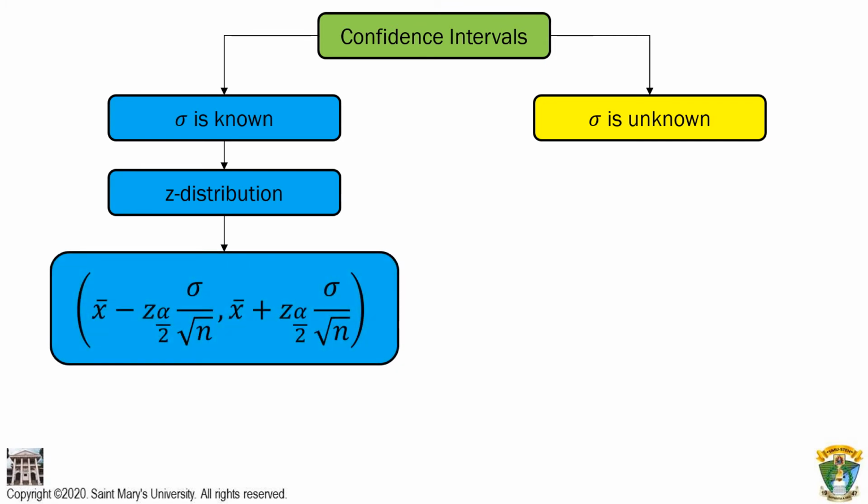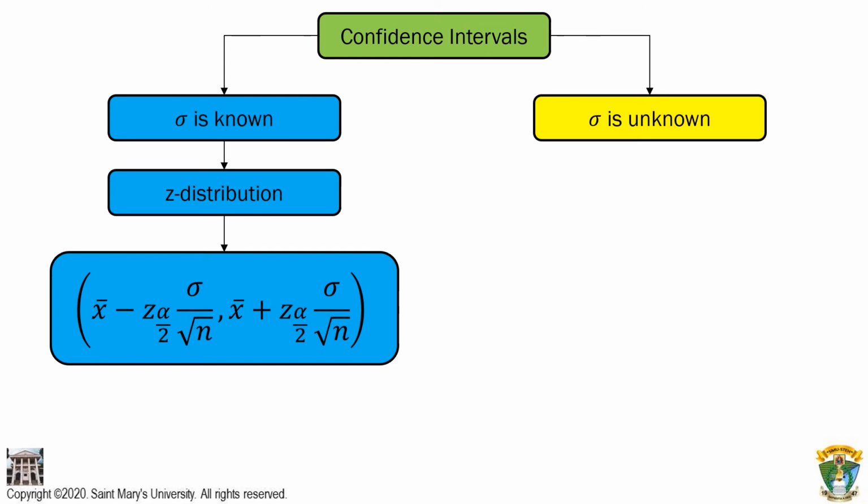We have the sample mean minus our critical value, which is Z sub alpha over 2, times the population SD divided by the square root of the sample size. That's the lower limit of the confidence interval. And the upper limit would be the sample mean plus the critical value times the population standard deviation over the square root of the sample size. If you notice, the multiplier of the critical value is the standard error of the sampling distribution of the sample mean, which is the population SD divided by the square root of the sample size.